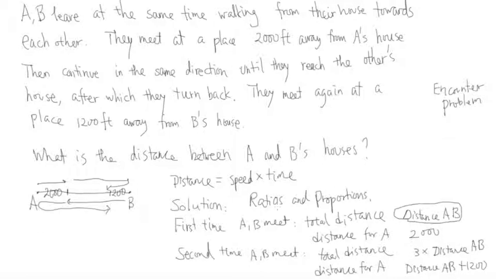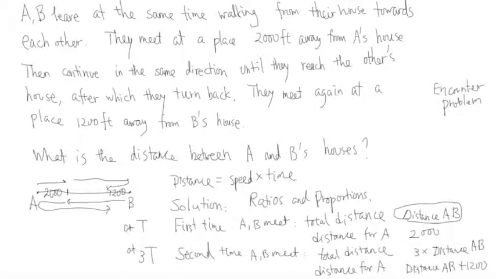Which also means the time they spend from the first time they meet. If the first time they meet, the time is, let's say, T, then the second time they meet will be 3 times as much, 3 times T. Okay, so for example, if they spend 10 minutes to meet the first time, then they will spend 20 more minutes, and after 30 minutes they will meet for the second time. So how much distance will A travel? Well, A would have traveled 3 times as much distance. So instead of 2,000 feet, the second time they meet, the distance A travels will be 6,000.